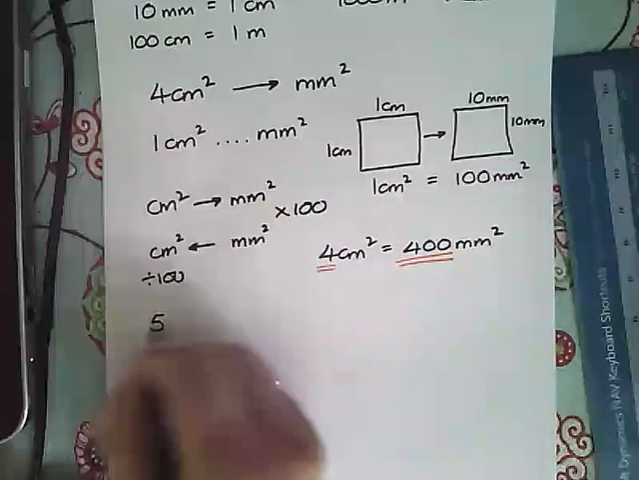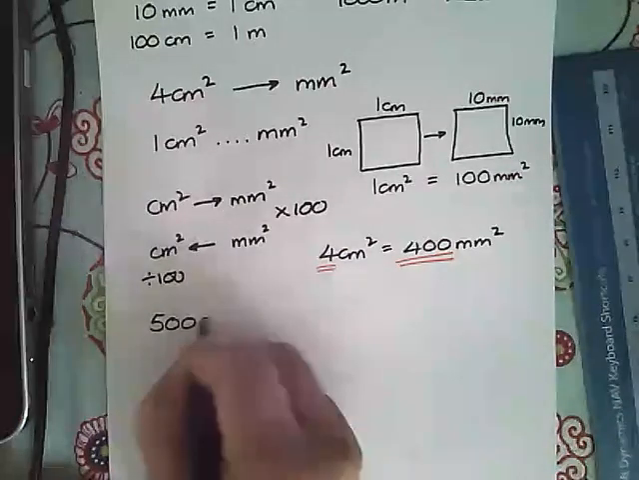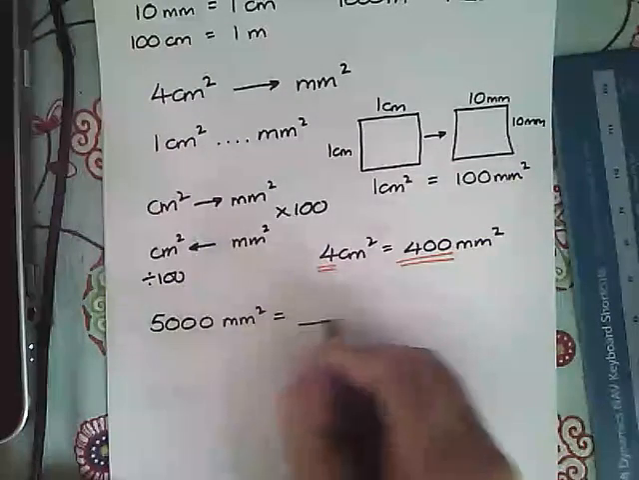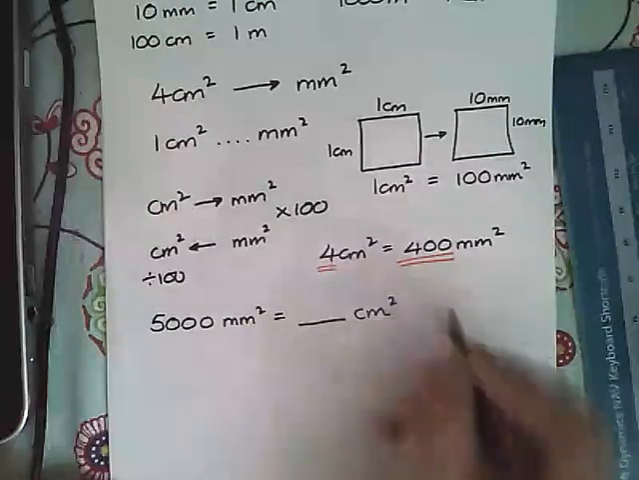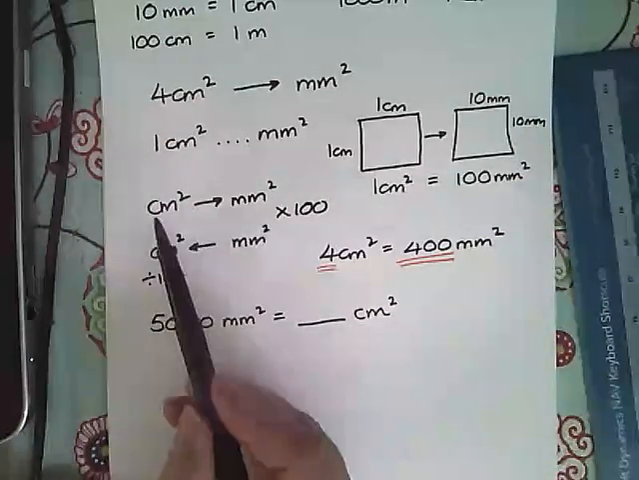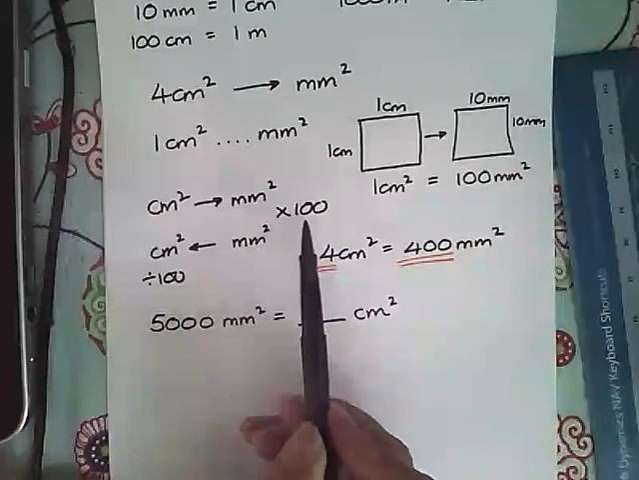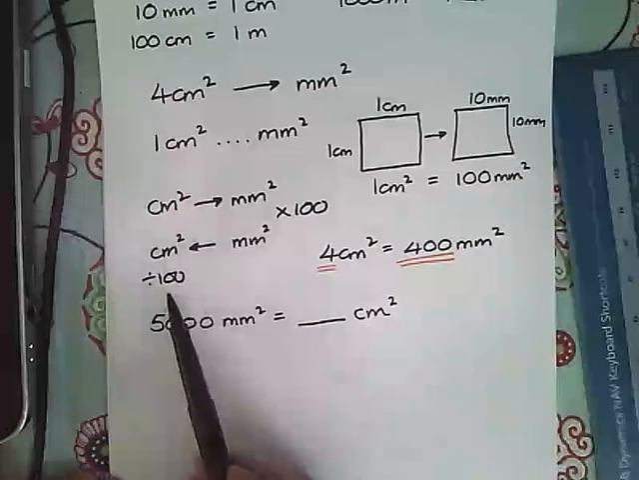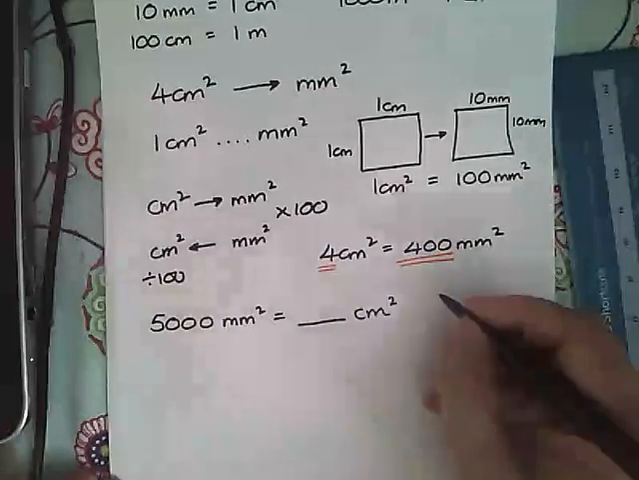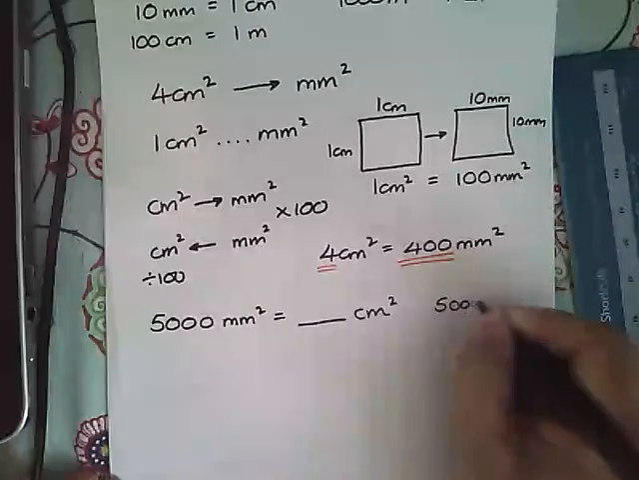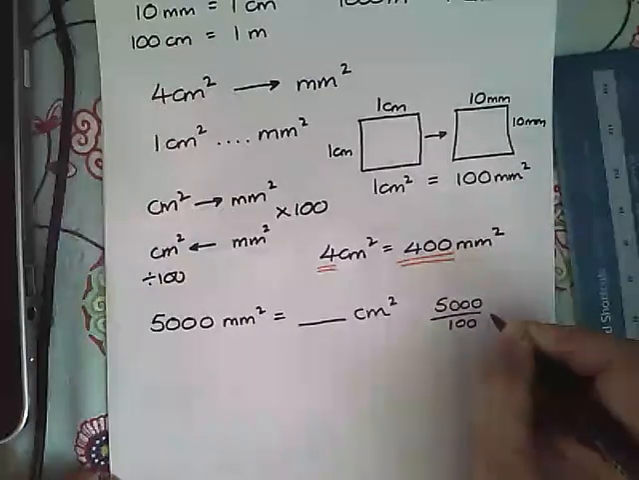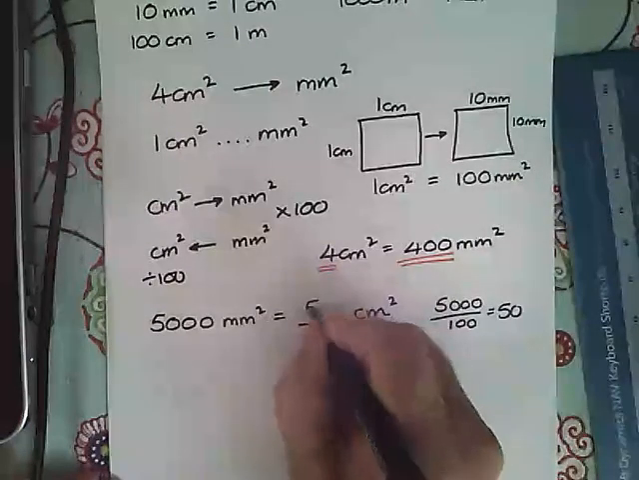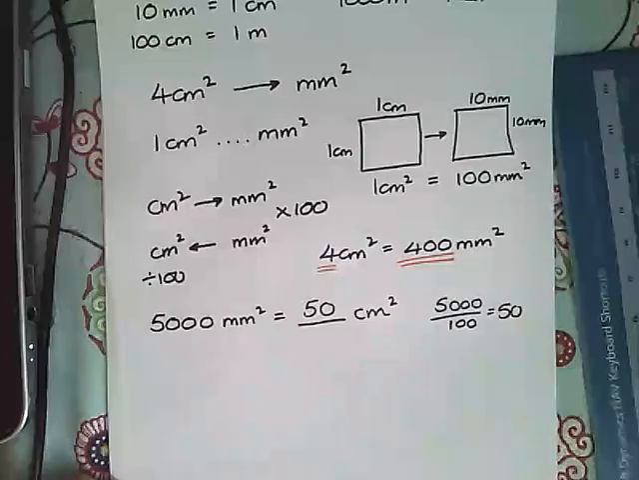If I have 5,000 millimeters squared and I want to convert that into some centimeters squared, you can see in this first example, when I'm going from centimeters to millimeters, I'm timesing by 100. And then if I'm going back the opposite way, millimeters to centimeters, I'm dividing it by 100. So on my calculator, or in my head, I would do 5,000 divided by 100, which is 50. So the answer to that would be 50 centimeters squared.